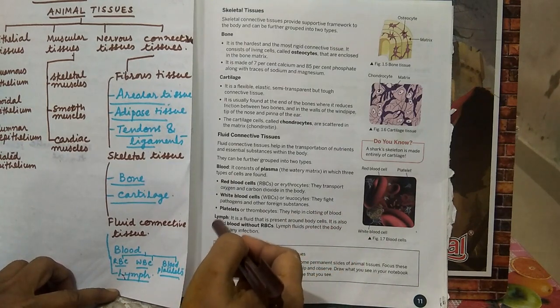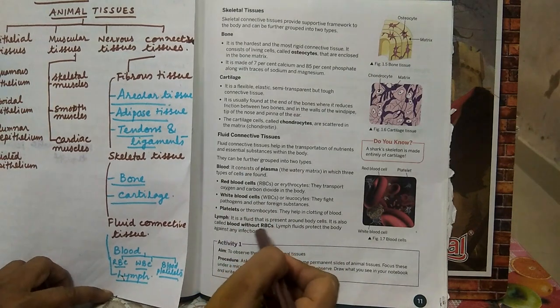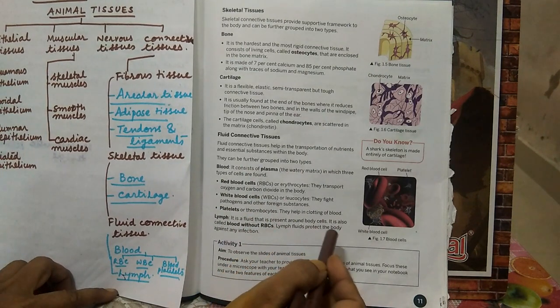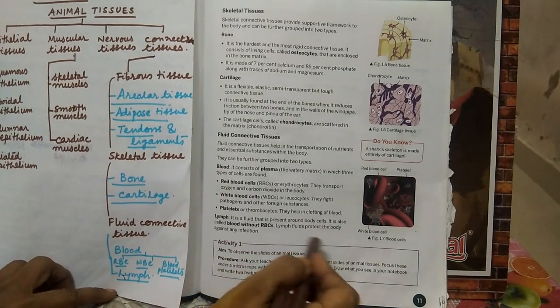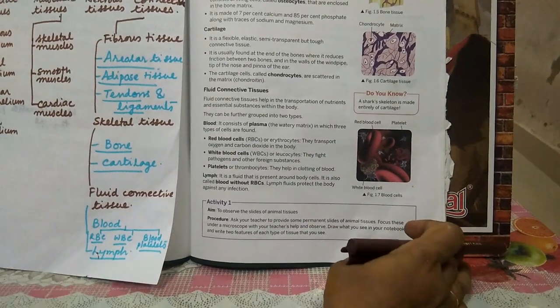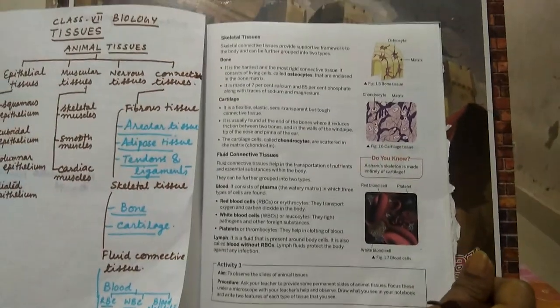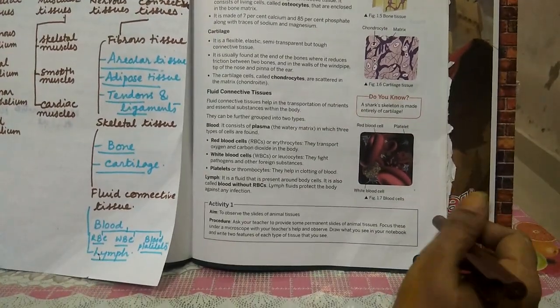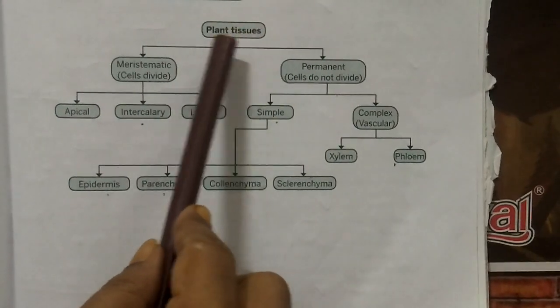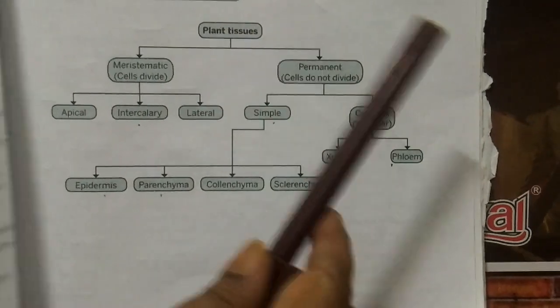Lymph, the second category of fluid connective tissue, is fluid in nature without blood cells, and it protects the body against infections. This is all about our animal tissue. Now we will be looking at the plant tissue. We'll start with the plant tissue.